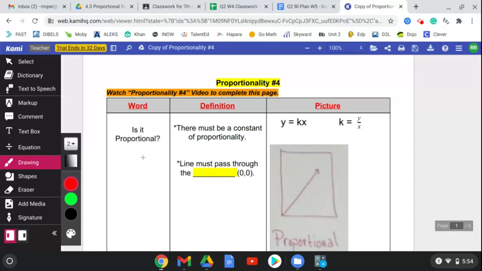You can tell that a relationship is proportional by looking at its graph if it satisfies two criteria. Number one, there must be a constant of proportionality. There must be a k. And number two, the line must pass through the origin. The origin, of course, is at the point 0, 0. It is the intersection of the x and the y axis. So we already know that the equation of a proportion.